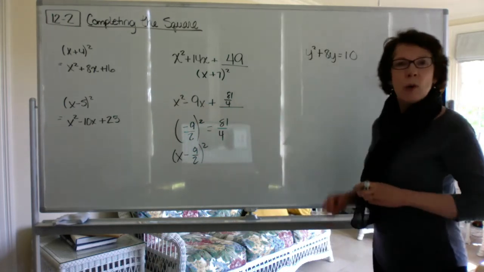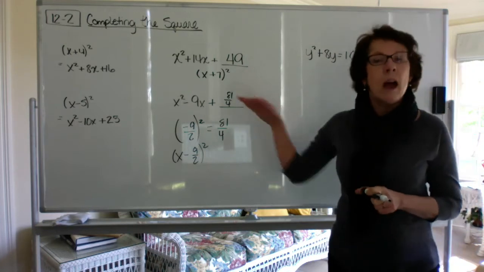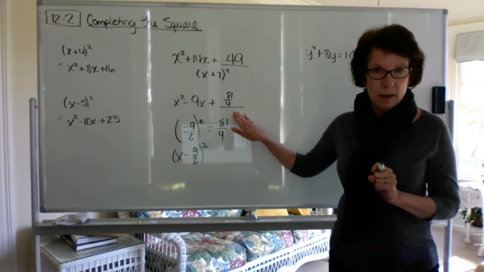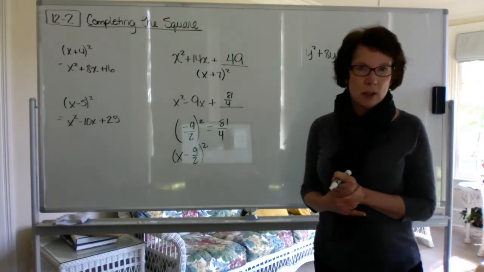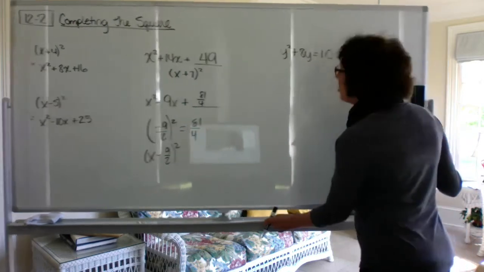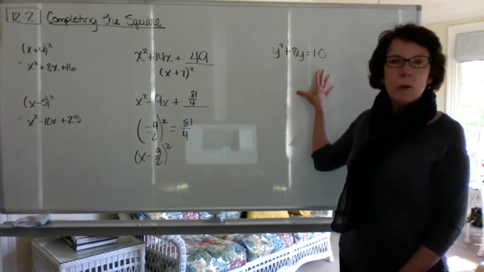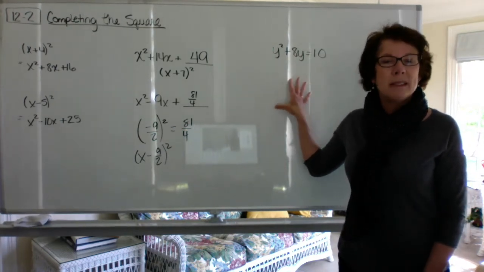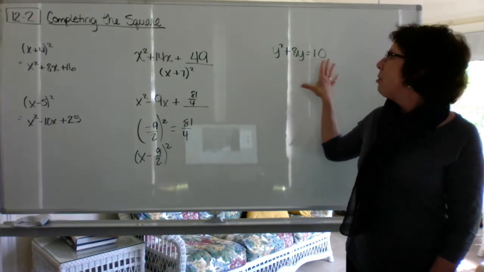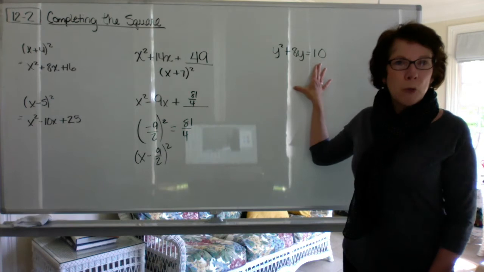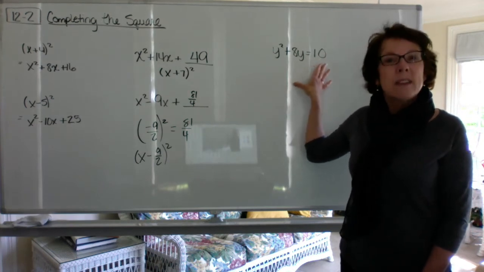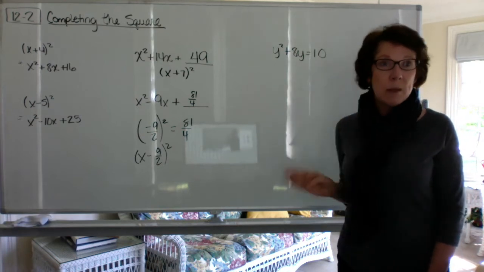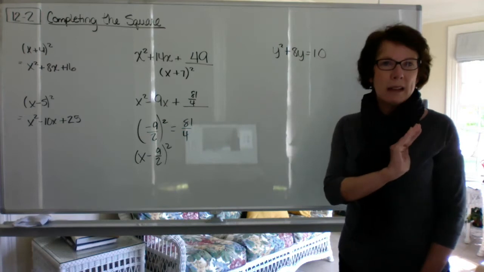Now, let's go ahead and use this technique of completing the square to solve a quadratic equation. This quadratic equation right here, y squared plus 8y equals 10, there are several steps. The first step is this. You want to have your constant term moved to the right side of the equation. Now, in this case, the 10 has already been moved over, so step 1's already been done for me. We move the constant to the right side.